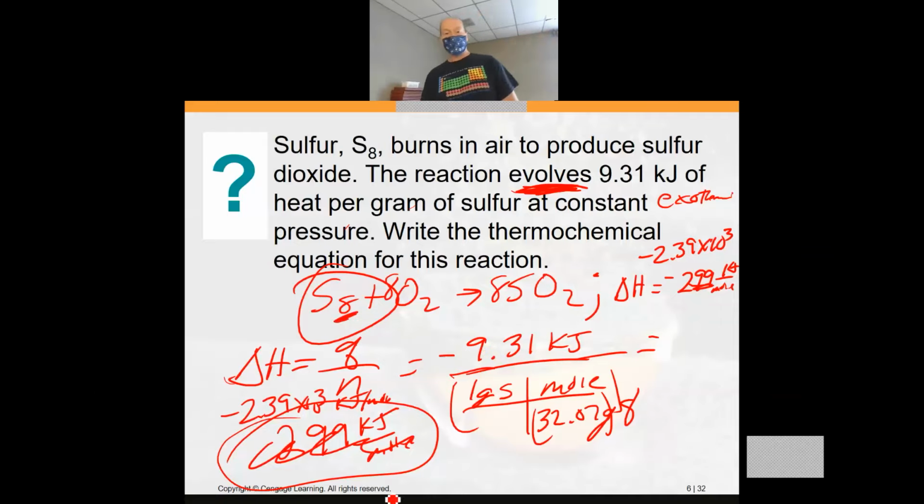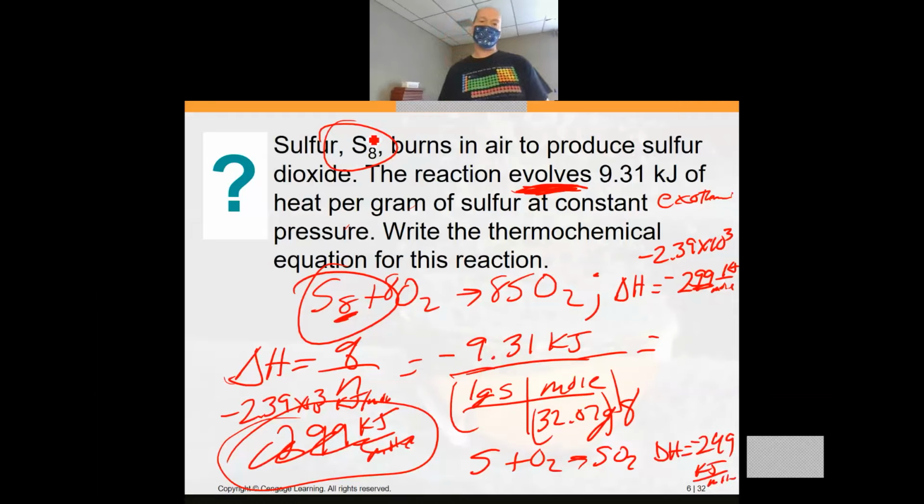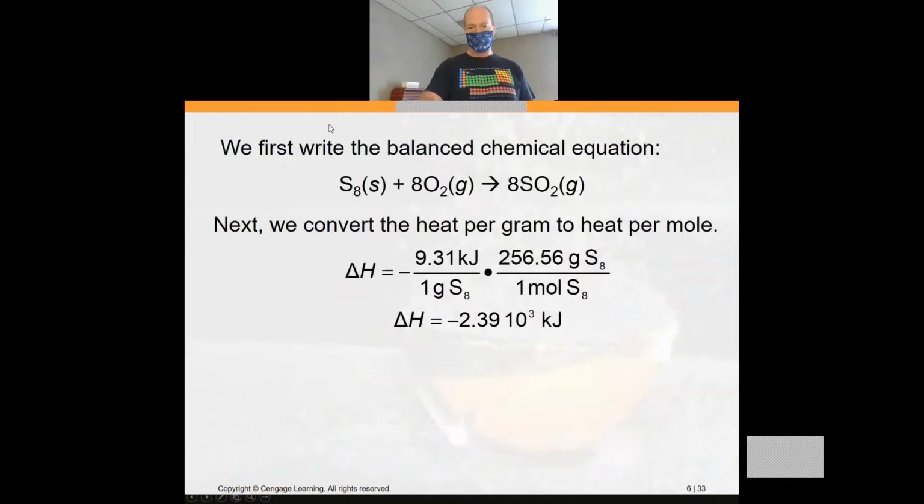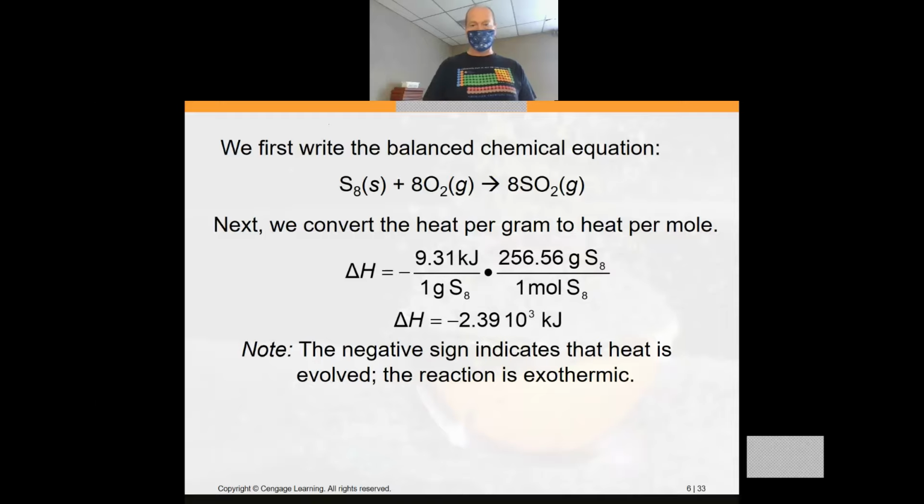So the other answer, if it wasn't S8 that they gave you, if it was S plus O2 gives SO2, then the delta H for that would be negative 299 kilojoules per mole. But S is an octamer, so it is S8 for the molar mass. Again, the negative is where most people will miss this. If you do not have the negative, you will have the wrong answer, because delta H being positive or negative is a big part of the question.